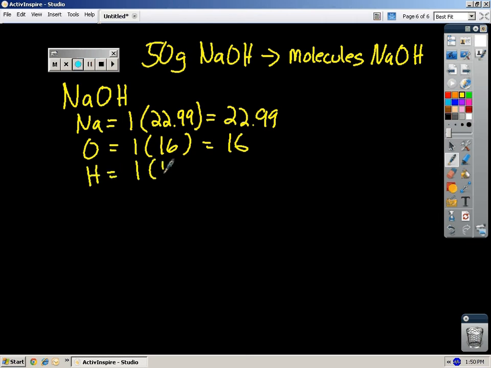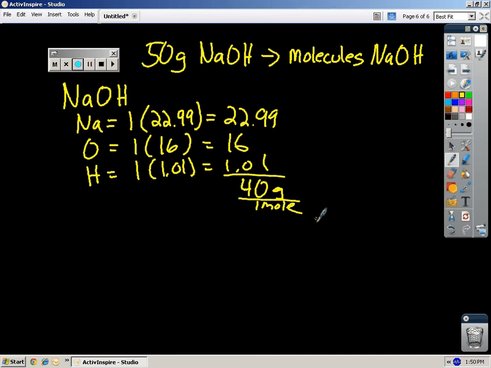We have 1.01. We add all these three together. Calculator people, if you will help me out and tell me what is the overall mass of NaOH. Good, it's 40. So we got a total of 40 grams per every 1 mole of NaOH, right? So that's always our first step, find the molar mass. Does this make sense to you guys, how we find molar mass? It's okay? Just looking at the periodic table and then multiplying and adding and that kind of stuff.